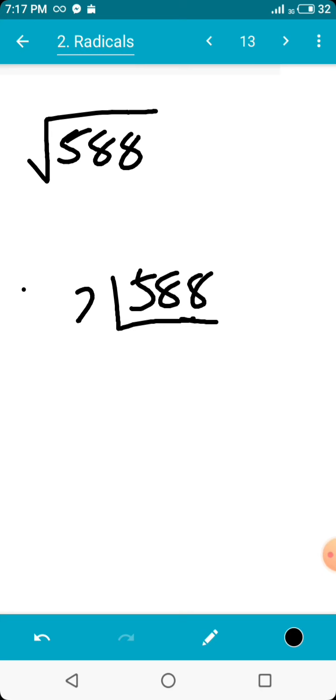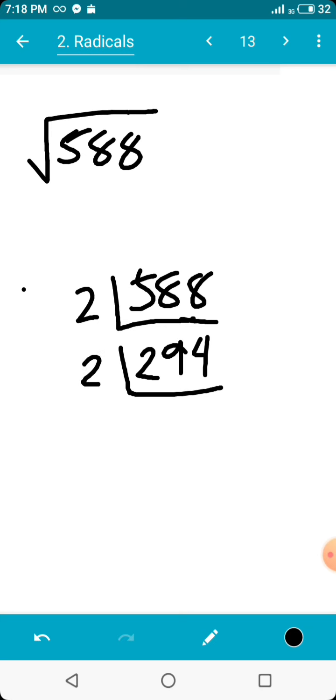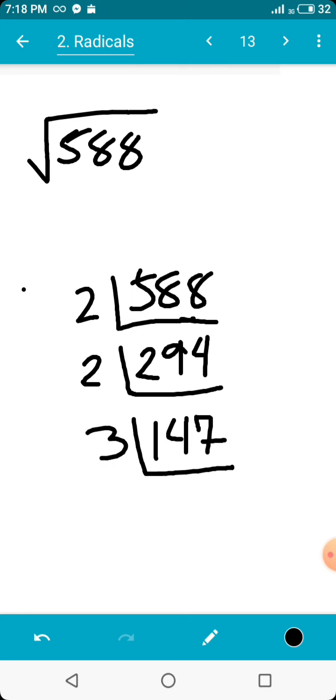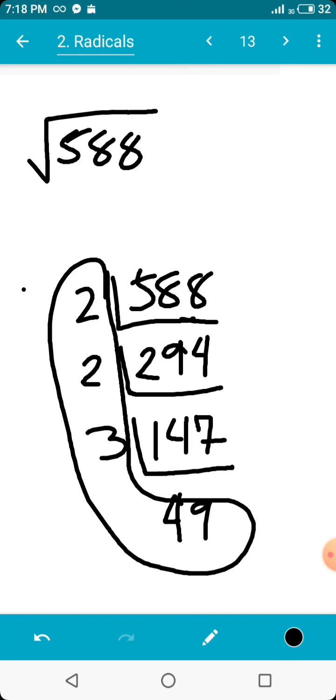So una, i-multiply or i-divide muna natin siya sa mga prime numbers na divisible siya. So first, we can try 2. And 588 divided by 2, the answer is 294. Okay? And then, we can still divide it by 2, and the answer is 147. Now, this 147, it's not divisible anymore by 2, so we'll divide it by 3. And the answer is 49. Now, nakakita na tayo ng perfect square, so therefore we can stop there. So, ibig sabihin, ang mga factors ni 588 ay yung mga number dito hanggang dito sa ilalim.